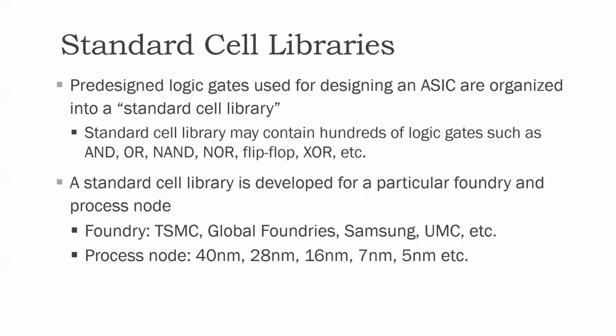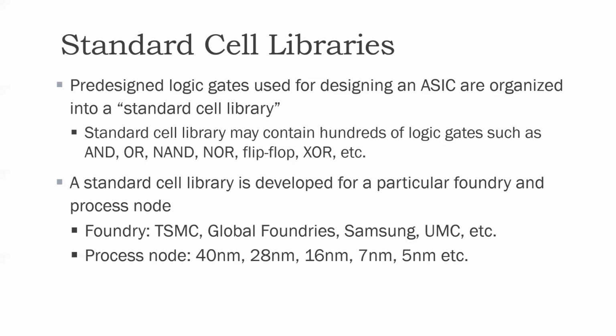The big foundries that we have in the world today are TSMC, which is a company based in Taiwan, and Global Foundries, which is an American company with manufacturing facilities around the globe. Samsung in Korea, UMC. So these are some of the names of foundries that exist today. And foundries are essentially the factories where chips are manufactured.